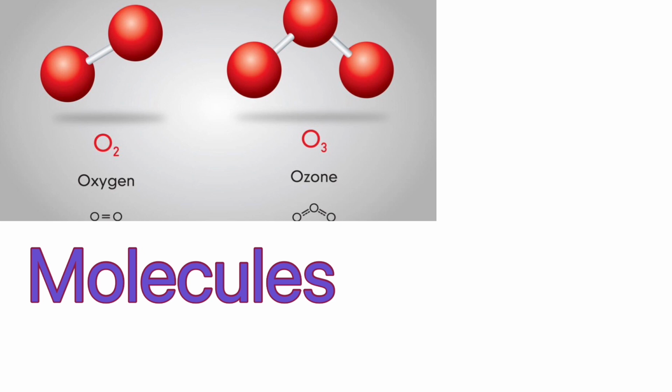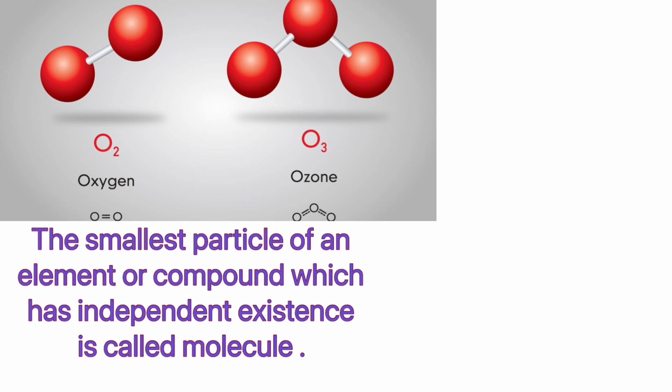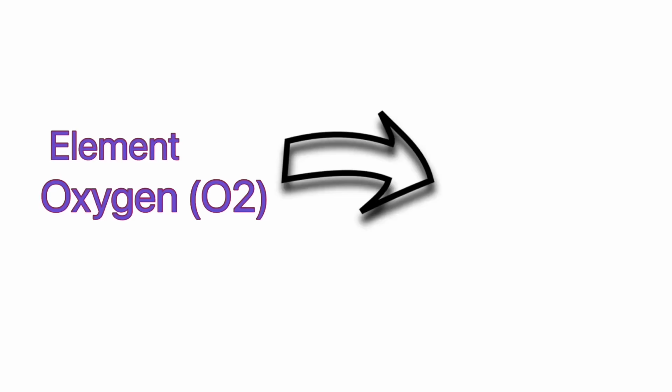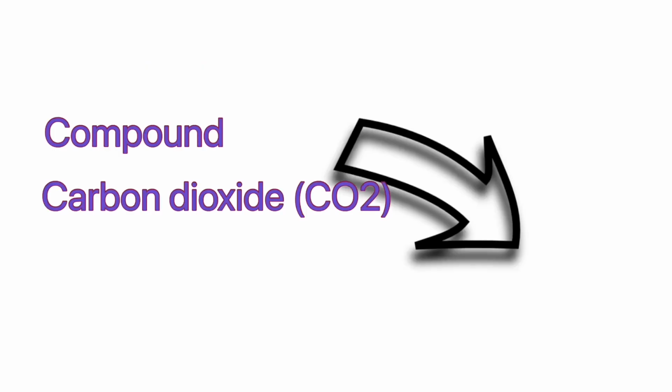Hello learners, let's learn about some basic terminologies in chemistry. Molecules: the smallest particle of an element or compound which has independent existence is called a molecule. Let me say, molecules of an element involve only one type of atom, whereas a molecule of a compound involves more than one type of atom.